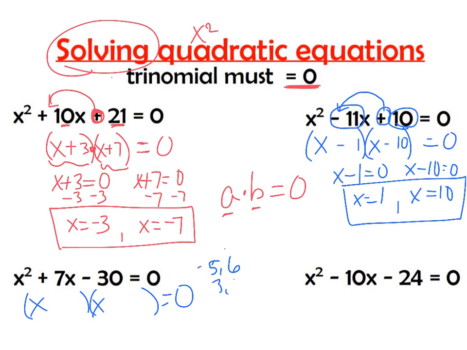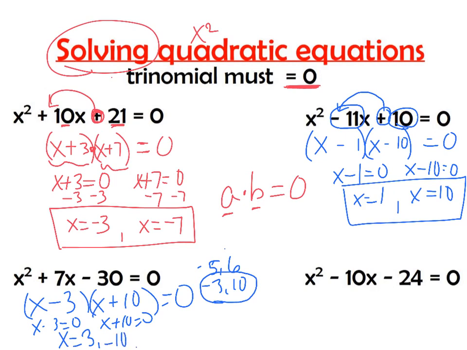How about 3 and 10? But one of them has to be negative. Okay, I think I have it right there. Negative 3 and a positive 10. That's going to get me my positive 7. So I put in negative 3 and positive 10. Now I'm going to set them each equal to 0. And so I have x equals, on the left side here, I'm just going to add 3, but on the right, I'm going to have to subtract the 10. So my solution, x would be 3 or negative 10. See if you can do this last one.